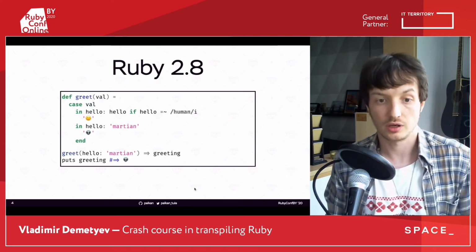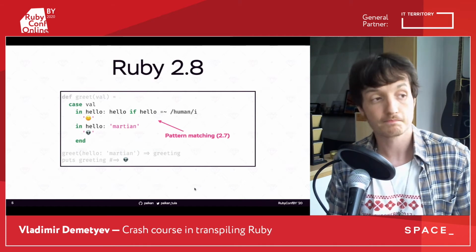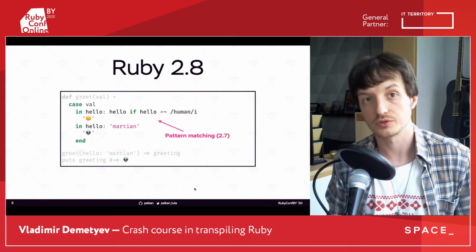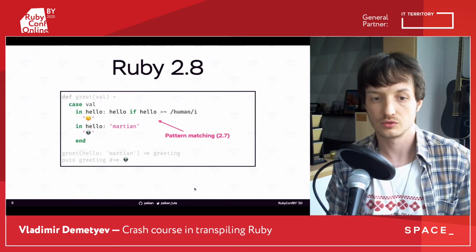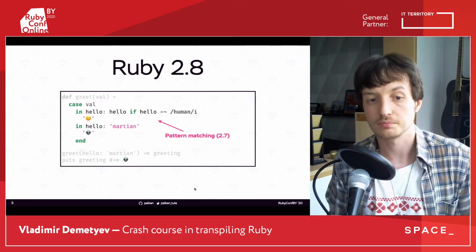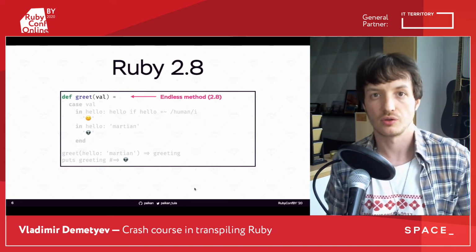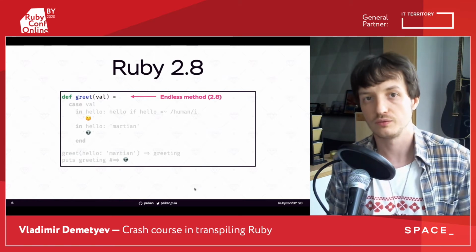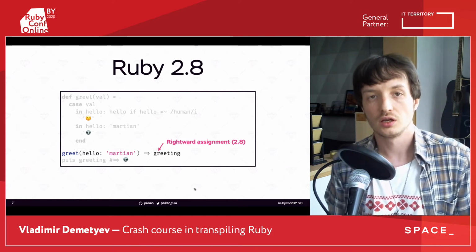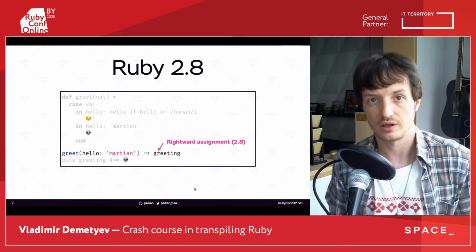For example, pattern matching. It's been a while since pattern matching has been added. You might be already using it, but it's going to be more performant, more functional in 2.8. Also, there is a new thing called endless method definition and also write-word assignment. These are just a few new things that will come to Ruby at the end of this year, and there are going to be much more, I think. So Ruby is evolving faster than ever nowadays.